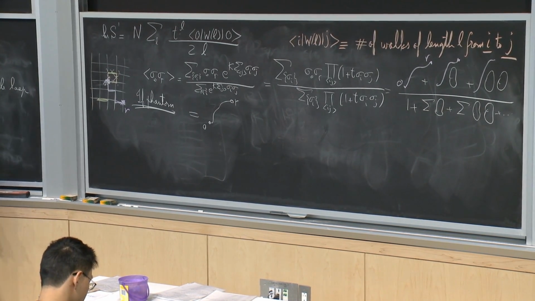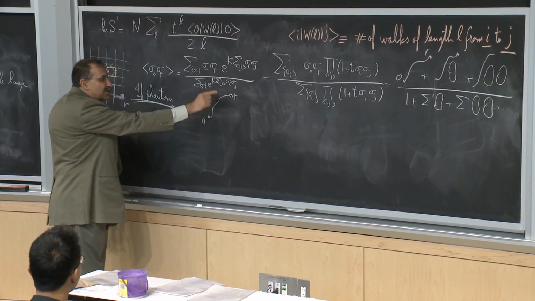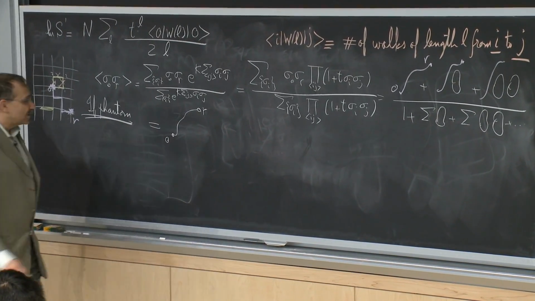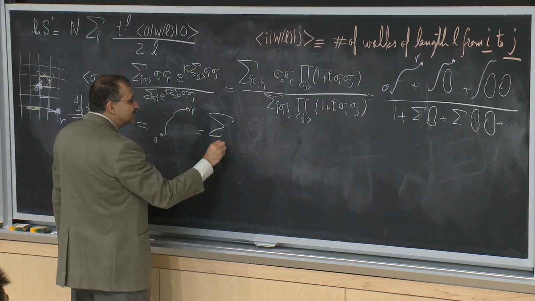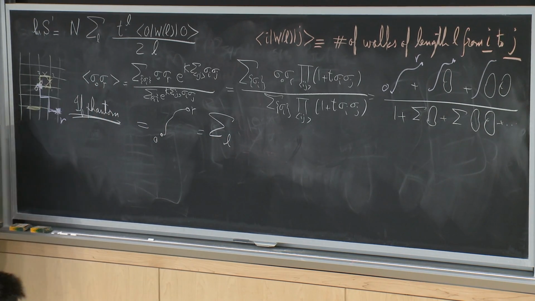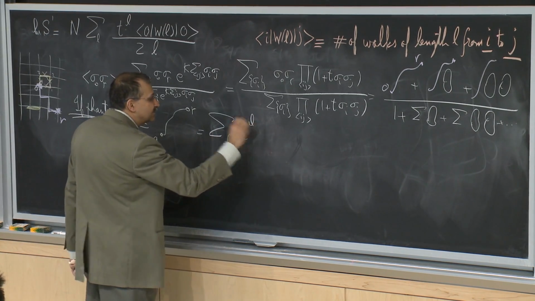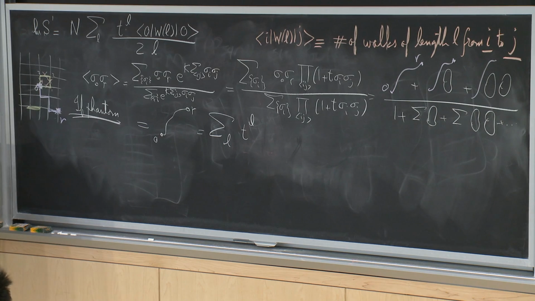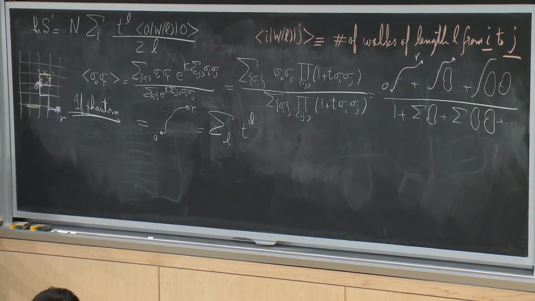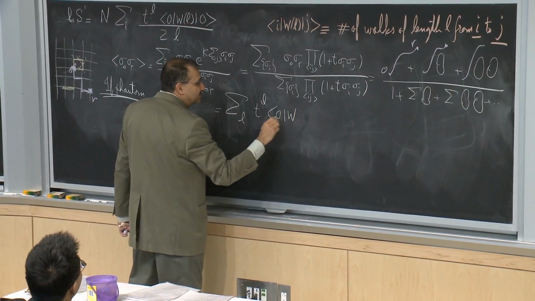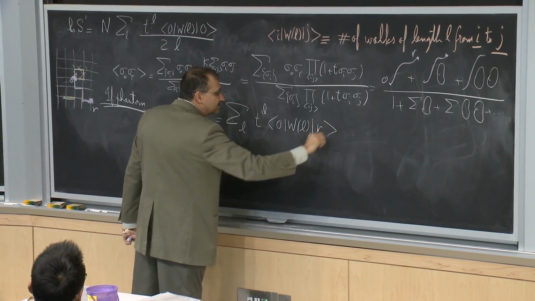And of course, the contribution of each path is how many factors of t I have, right? So I have to have a sum over the length of this path, L. Paths of length L will contribute a factor of t to the L. But there are potentially multiple ways to go from 0 to r in L steps. How many ways? That's precisely what I call W of L, r.